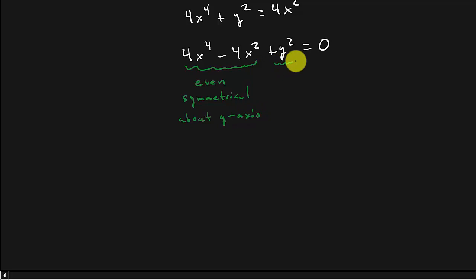And then look at this thing. That's y squared. So if you plug in 2 or negative 2, you're going to get the same thing. You see that? Or 3 or negative 3. They're both going to give you 9 after you square it. So this is telling us we are symmetrical about the x-axis.